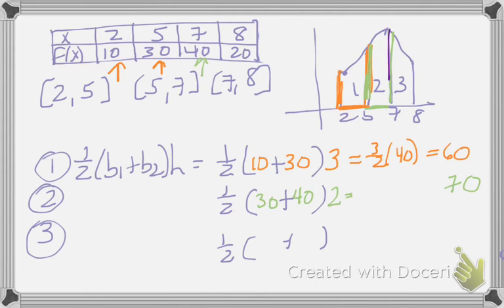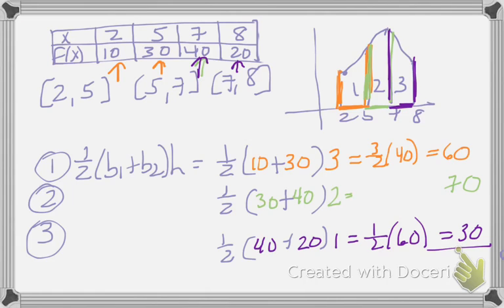Finally, number 3. Here's base 1 when x is 7, so that was 40. Here's base 2 when x is 8, so we get 20. And the height is right here. It's just from 7 to 8, so that's 1. So we get 1/2 of 60, and that gives us 30. And so if you add these, you get 160, and that was choice C.